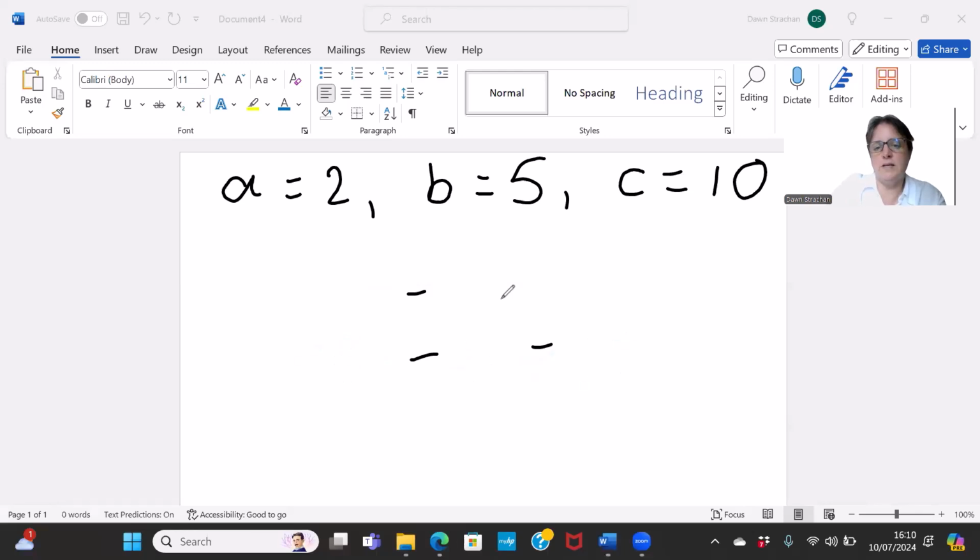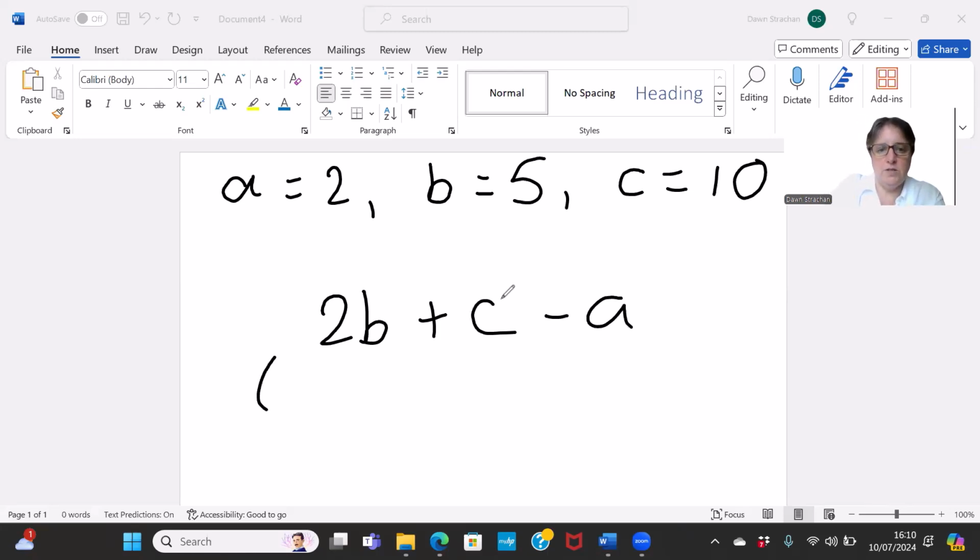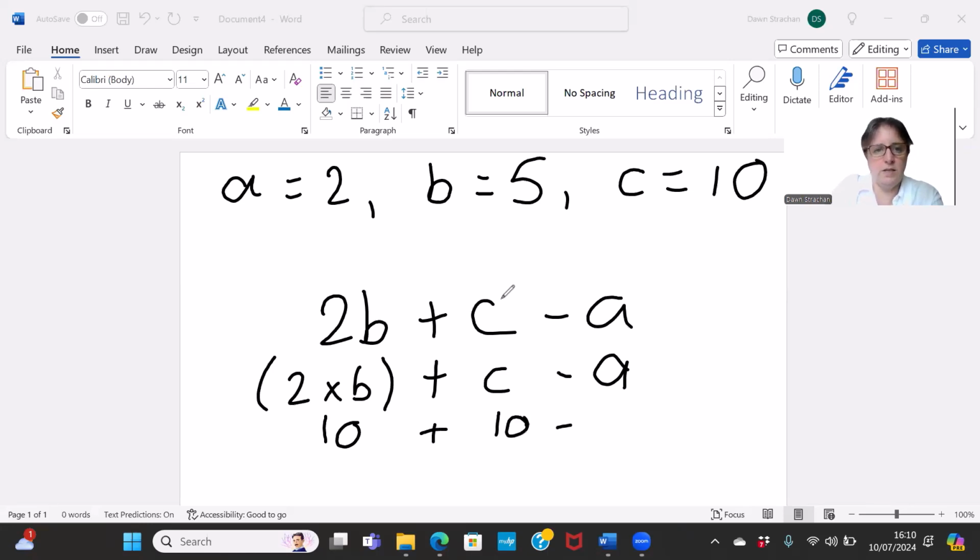You might get something slightly more difficult. For example, you might get 2b plus c minus a. Okay, so 2b is 2 times b, plus c, minus a. So 2 times b would be 2 times 5, which is 10, plus another 10, take away 2. So that would give us 20 take 2, which would give us 18.